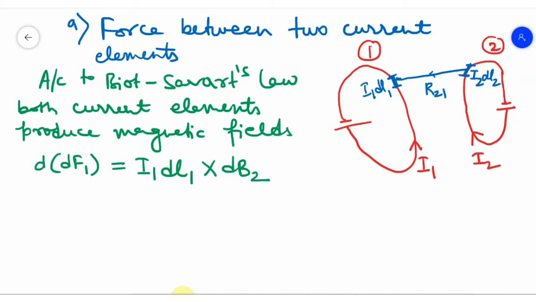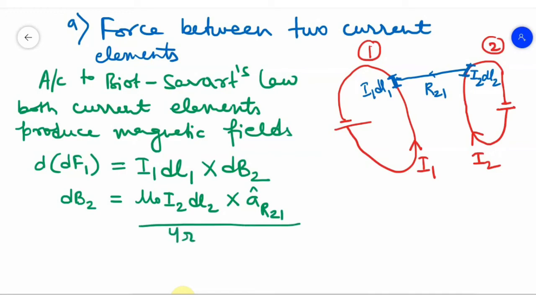From Biot-Savart law we can write dB2. What is dB2? dB2 can be written as mu 0, since it is created by the second one, I2 dl2 cross the unit vector aR21, and upon 4 pi R21 square. Okay, so now if we substitute this dB2 here, what will be this dF1?